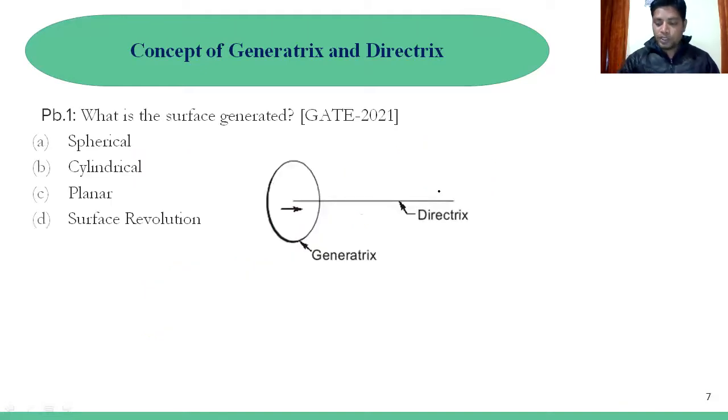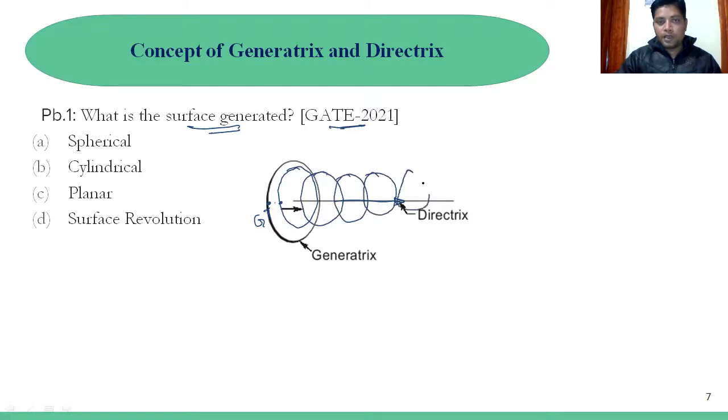So one question came recently in the morning session of the GATE exam 2021. What is the surface generated? Okay, you are given a figure, like this is basically the generatrix and this is the directrix. Okay, so we are keeping the tool over here and the material is removed. So this is basically the generatrix. Now the directrix is in this direction, so we will move here, then it will again remove the material. Okay, then again it will remove the material.